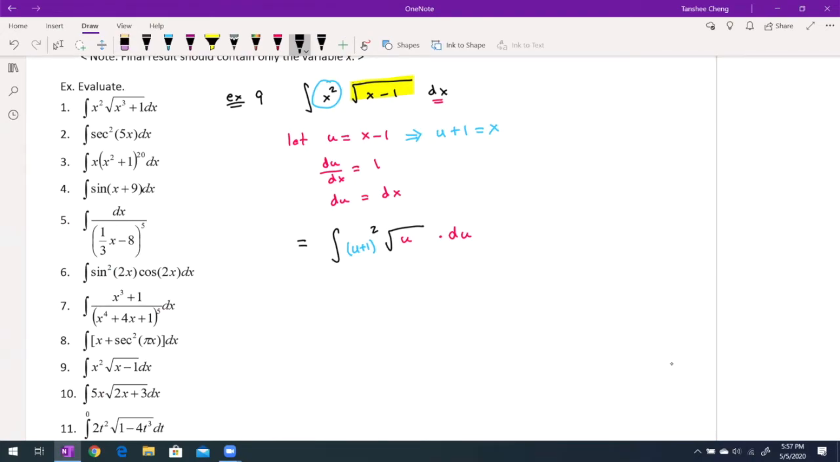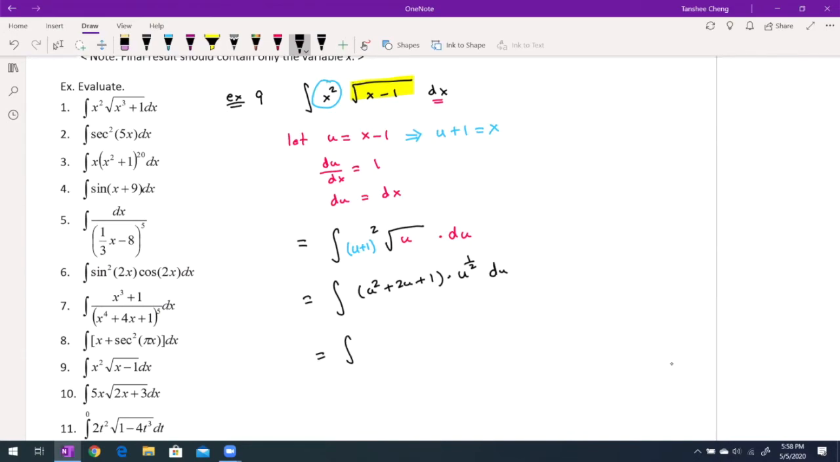Now that we substitute everything, hey, look at this. That doesn't really help us anywhere yet, because I still have this composition function, u plus 1 to the second power, and I don't know how to integrate this part. But this expression is a lot better than the original one, because we can multiply out u plus 1 squared, u squared plus 2u plus 1, and then times u to the 1/2 power. So I can distribute this u to the 1/2 power into this trinomial.